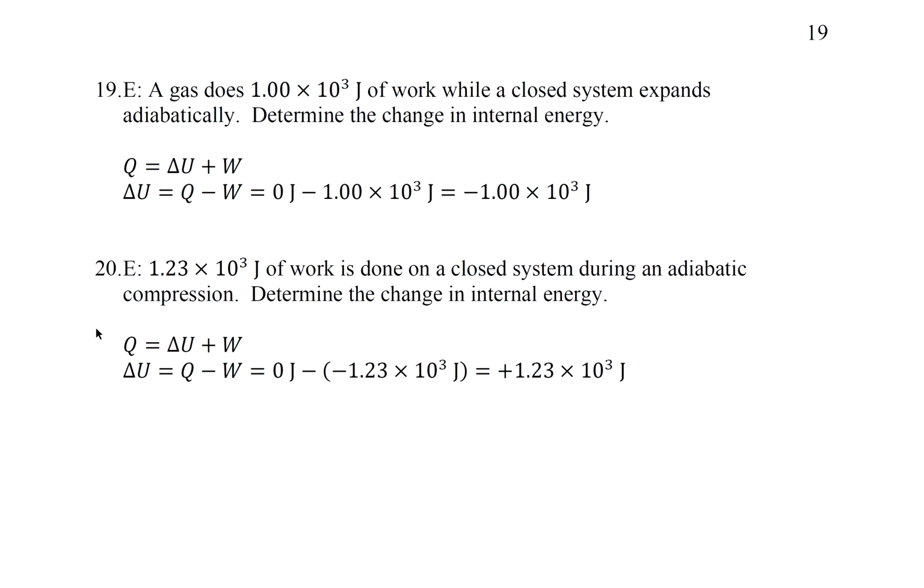Question 19. A gas does 1,000 joules of work while a closed system expands adiabatically. Determine the change in internal energy. It says adiabatically, so we know Q is equal to 0. And the closed system expands, so W is positive.